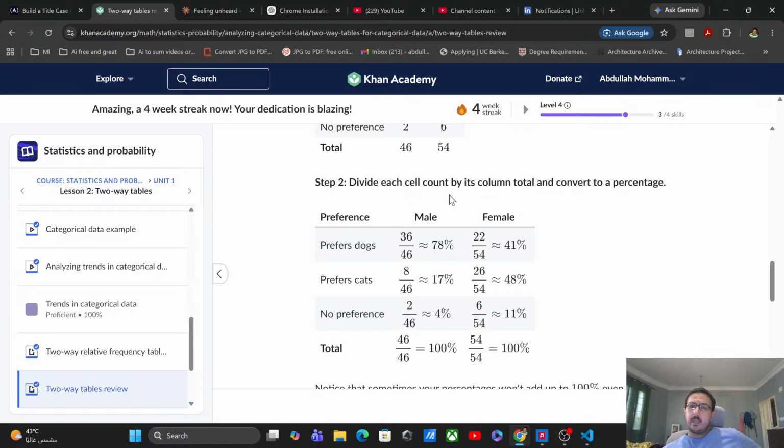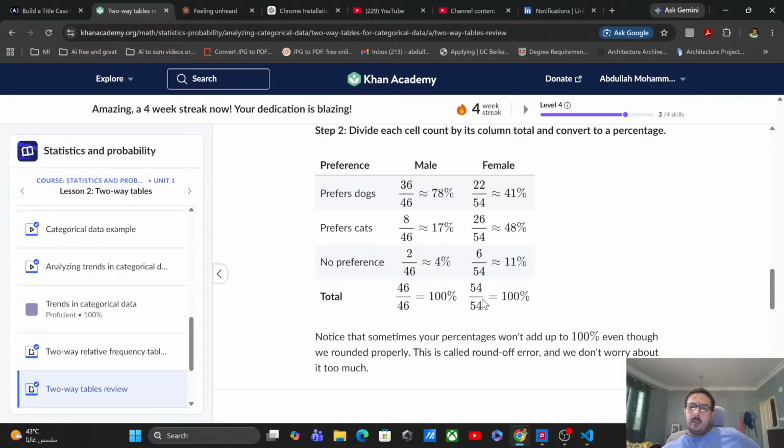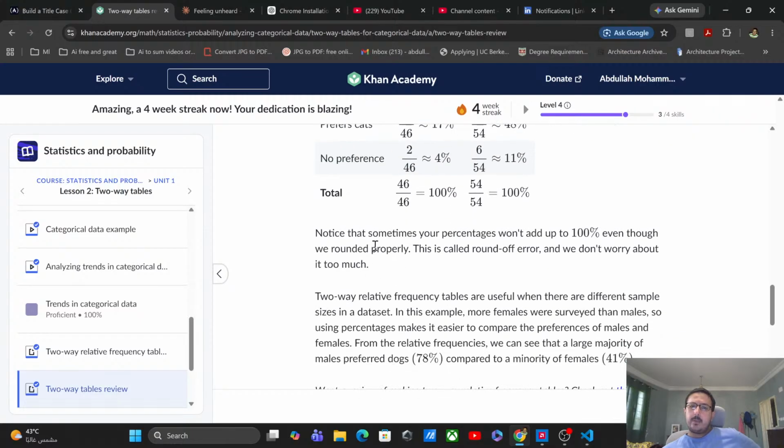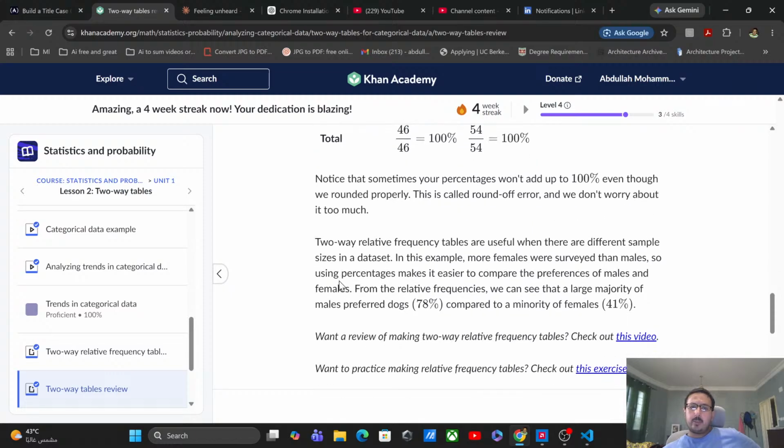Divide each cell count by its column total and convert to a percentage. Notice that sometimes your percentages won't add up to 100% even though we rounded properly. This is called round-off error and we don't worry about it too much.